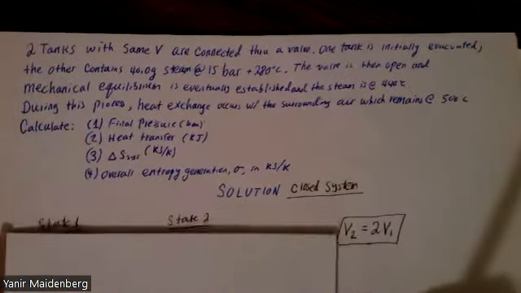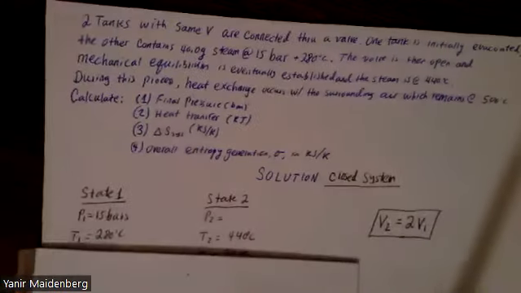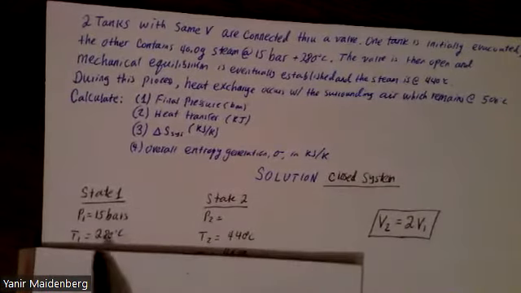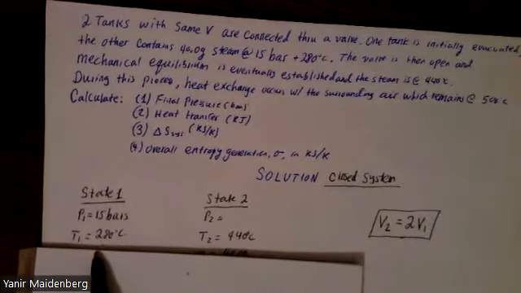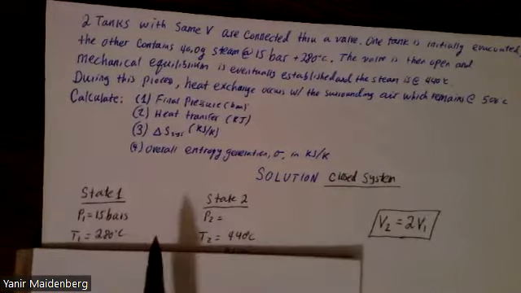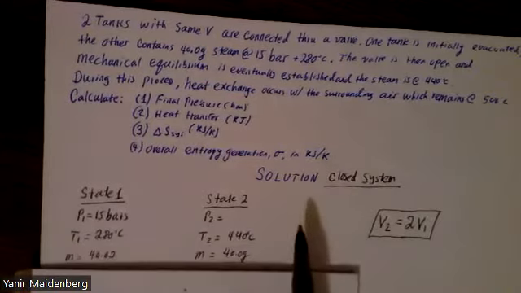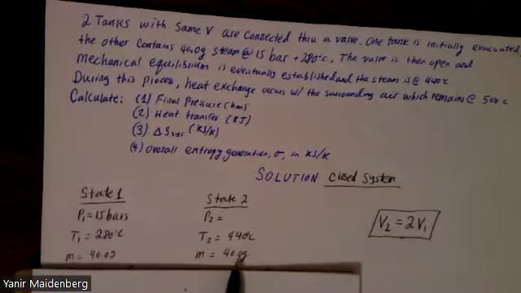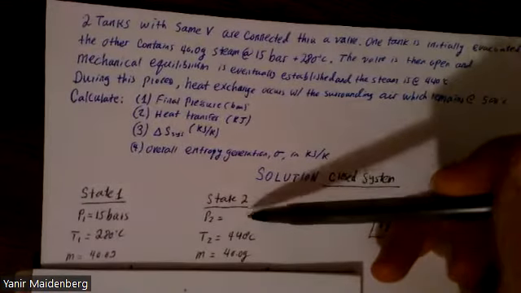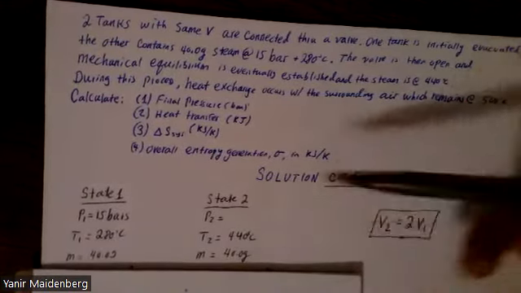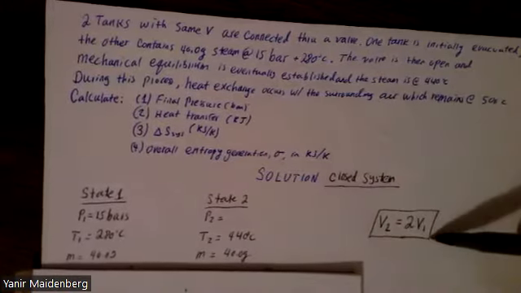All I know from the beginning, for state 1, is that the initial pressure is 15 bars and the initial temperature is 280 degrees Celsius. I also know that the mass from state 1 to state 2 does not change and it's stuck at 40 grams. I don't know the final pressure, but I do know the final temperature. So this is just a summary of what we have.